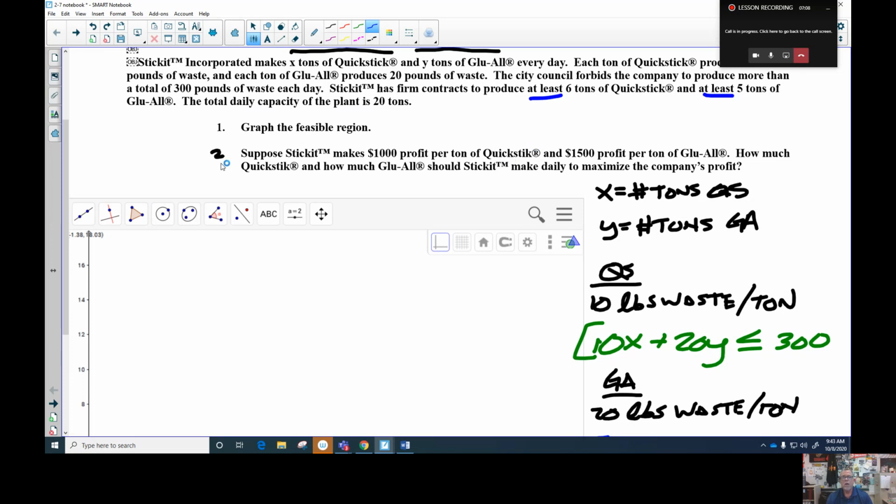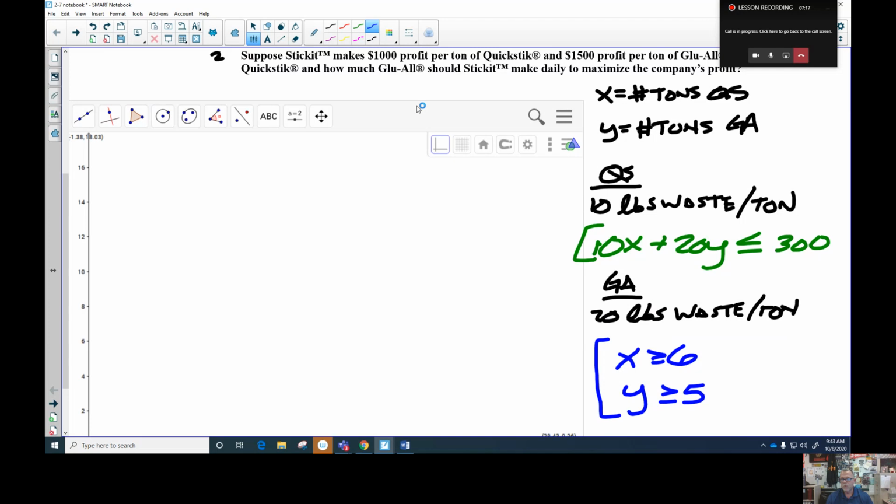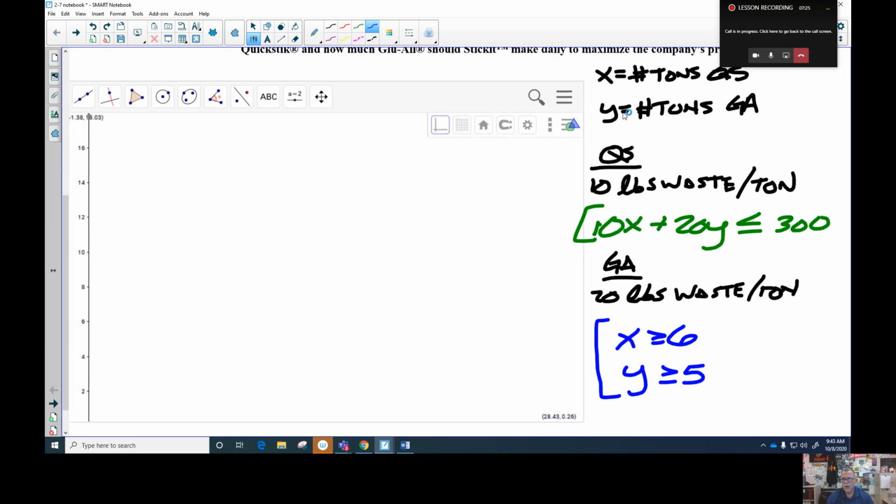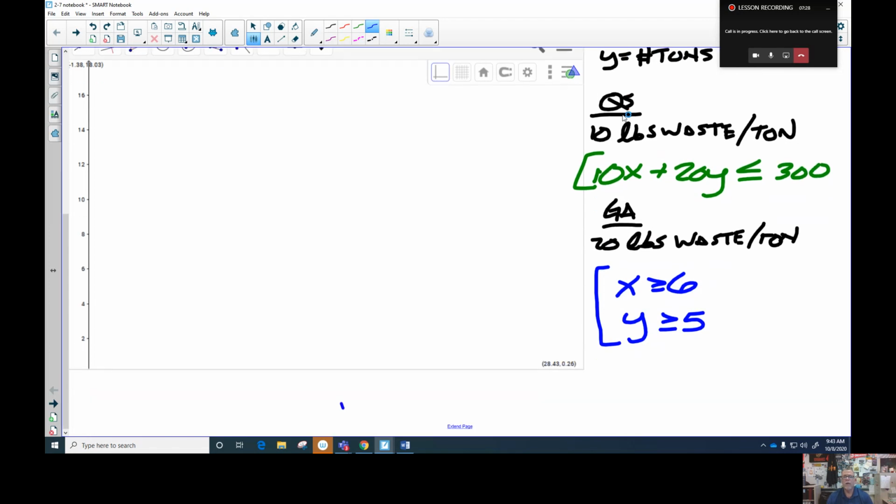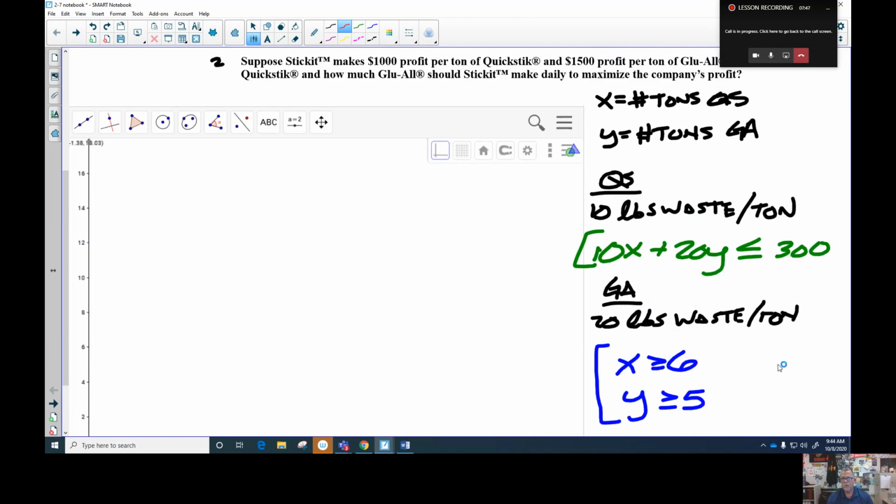All right, that's all. The last sentence says the total daily capacity of the plant is 20 tons. So what is that telling me? That means Quick Stick and Glue All together, we can only make 20 tons. So how do I say that in terms of an inequality? Because that is a limit, right? That is a limit of the tons of production. So the number of tons of Quick Stick plus the number of tons of Glue All has to be less than or equal to 20. We've got our last inequality. So we've got the pieces we need.